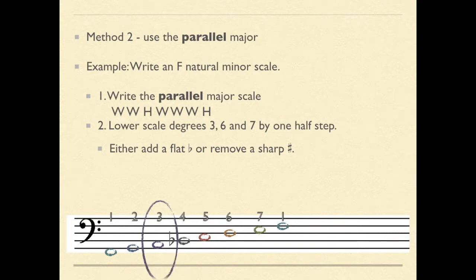So we're going to start with scale degree 3. We need to add a flat. Okay. Now we go to scale degree 6. We need to add a flat. And finally, scale degree 7 also needs to add a flat. And now we have an F natural minor scale.